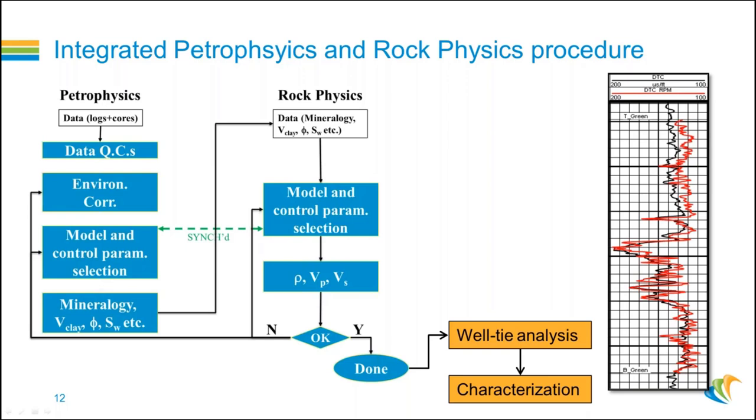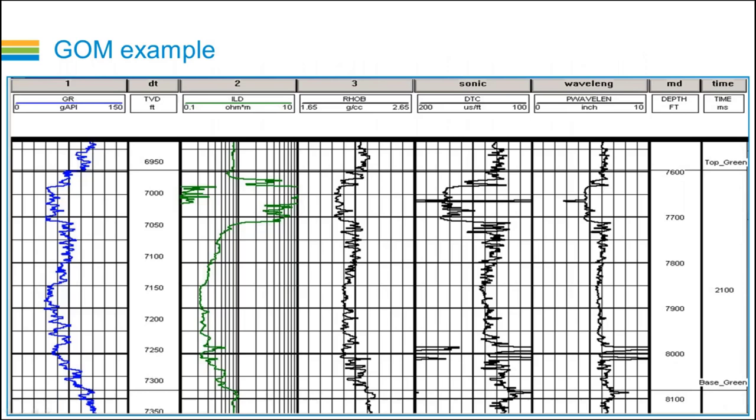Let me give you a very quick example. On the GOM example, Gulf of Mexico example, here you see some well logs. We have sonics, we have resistivity, density, and other well logs. You see on the sonic part, on the second track from right, that there are some sonic spikes. Here you see this is my pay and my water, and there are some sonic spikes here.